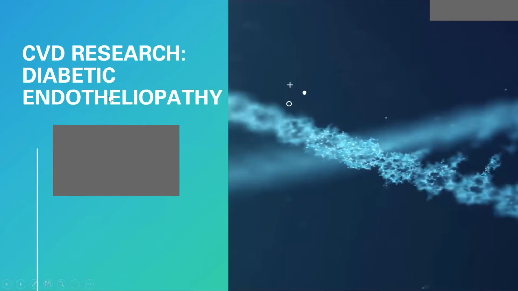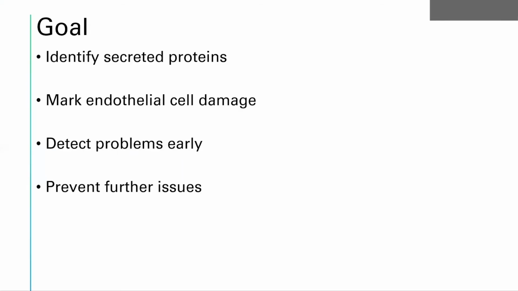This is my cardiovascular disease research, and this is focusing more on diabetic endotheliopathy and how it is connected to diseases in the cardiovascular system. Okay, so first off, what is the goal of this research overall? So my ultimate goal is to be able to identify the secreted proteins that come out of the cell and to mark early endothelial damage. Basically, when we look at early endothelial dysfunction, we can detect diabetes in a patient and further prevent other cardiovascular consequences.